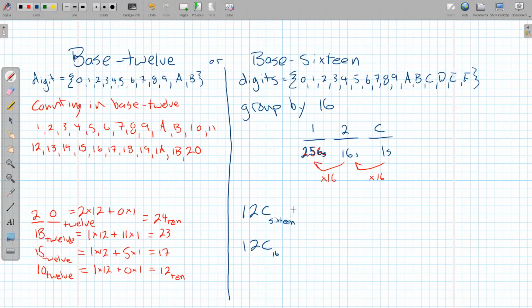I like the word. If I expand that, that says I have one group of 256, I have 2 groups of 16, and I have C, so that would be 9, 10, 11, 12. C is 12 groups of 1. So then that would be 256, 2 16s is 32, and 12. 6, 7, 8, 9, 10, carry the 1. 5, 6, 7, 8, 9, 10, carry the 1. It looks like that's 300 in base 10.